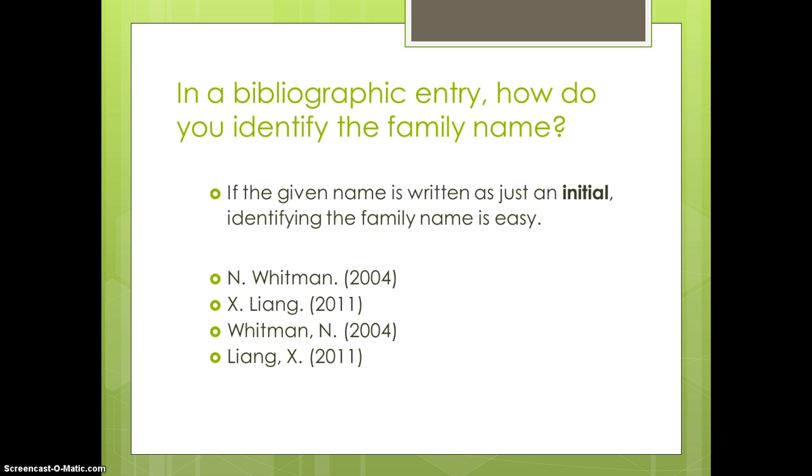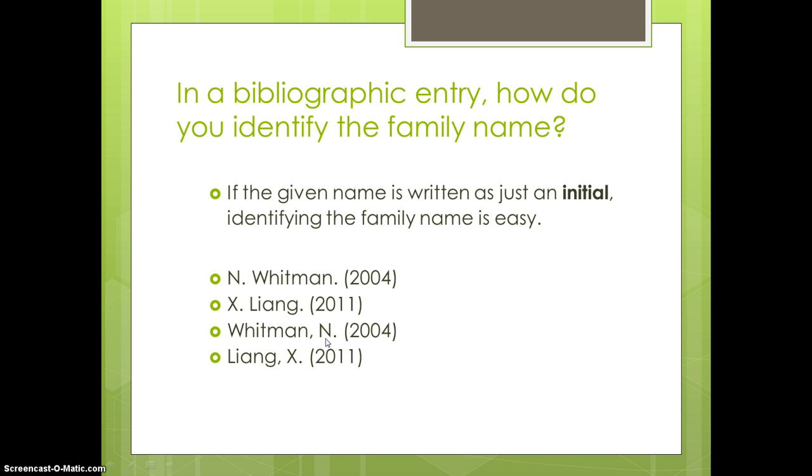Okay, so in a bibliographic entry, how do you know which name is the family name? So let's say you have several sources in your annotated bibliography, for example, and you see some names for the authors. Well, which name is the family name? In some cases it's really easy if they put the given name just as a single initial. So, for example, here, N, the initial letter of Neil, or X, the initial of Xiaofei, and again here, N or X.